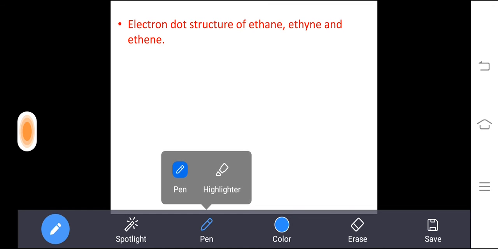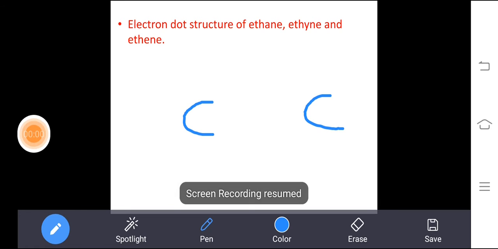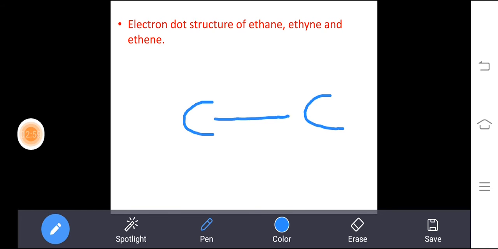Now we will draw the electron dot structure for ethane first. Whenever you see the suffix ANE, as in ethane, ethane means 2 carbon, based on the basic concept we just learned. So we write 2 carbon here. Then look at the suffix: what is the meaning of ANE? Single bond. So we connect the carbon-carbon with a single bond like this.